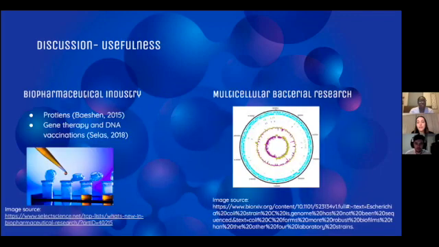The usefulness of studying this bacterium is found in the biopharmaceutical industry. These bacteria are used to study proteins and gene therapy, with gene therapy and DNA vaccinations. Some harmless strains are often used in laboratory settings for bacterial research to study genetic compositions and gene expression, as we can see in the right image. This is the chromosome map of E. coli strain C, taken from the same study that was studying the biofilm production.